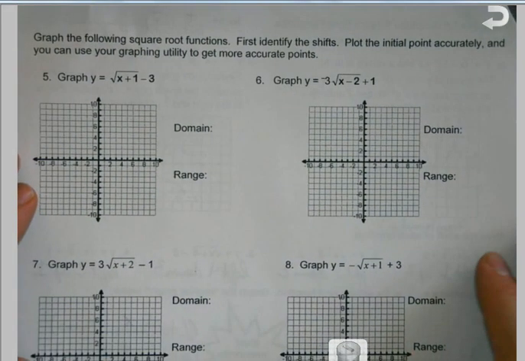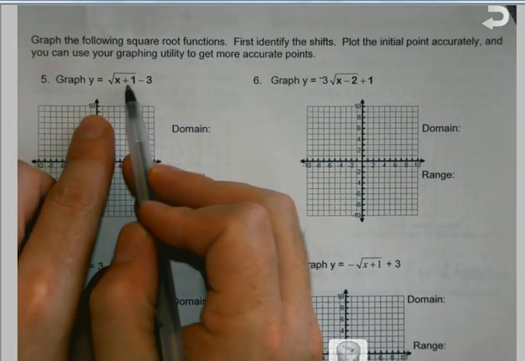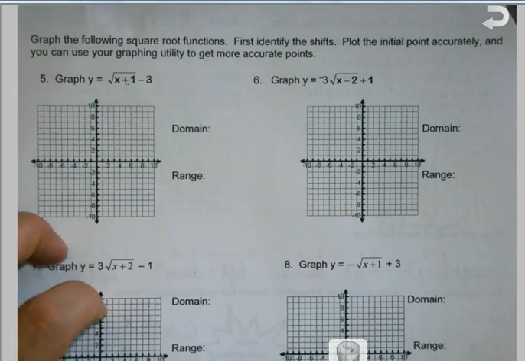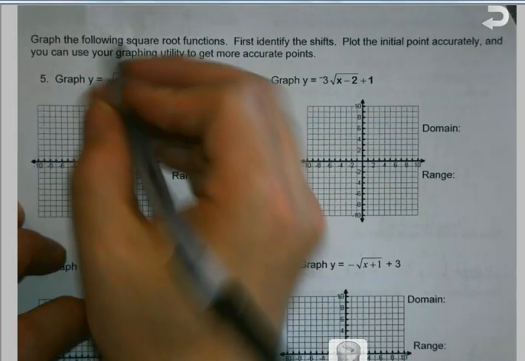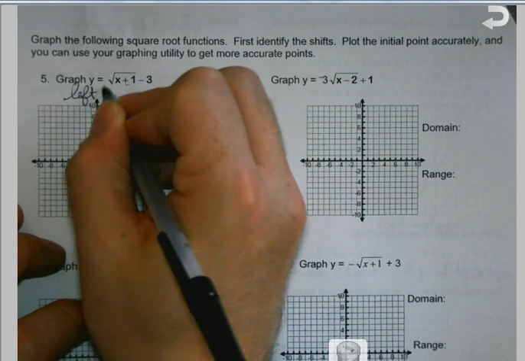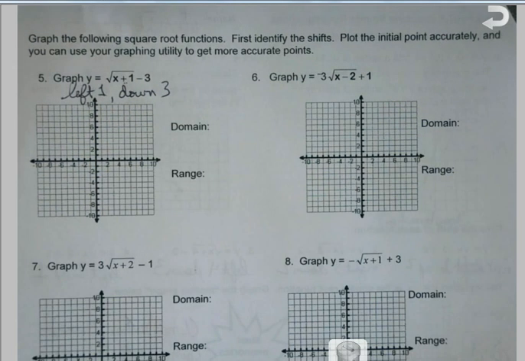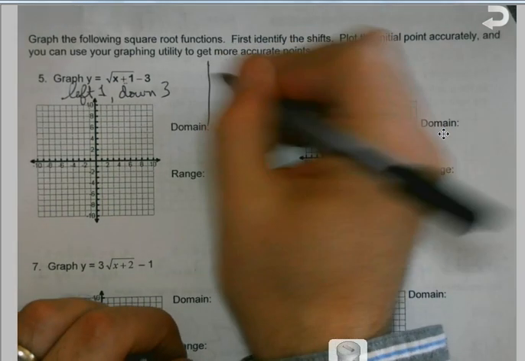Okay. Now, when we graph these, we're always going to figure out what the shifts are first. Then we'll talk about if we want to use the calculator or not, as far as some of the rest of them go. So what are my two shifts on number 5? Yep, left 1 and down 3. Now, this first one I'm going to show you both ways, because again, I'm going to make myself a little chart.